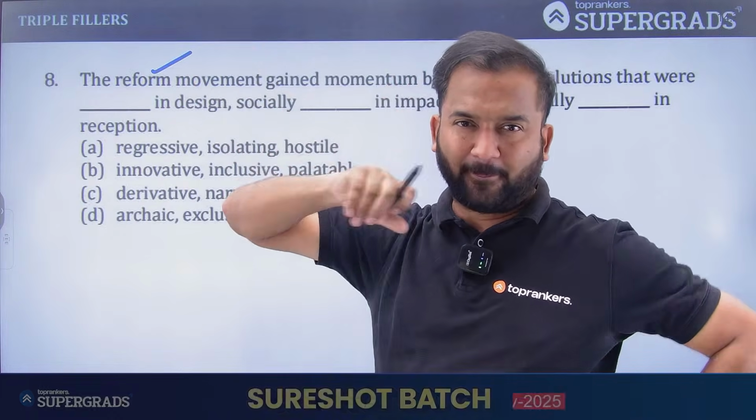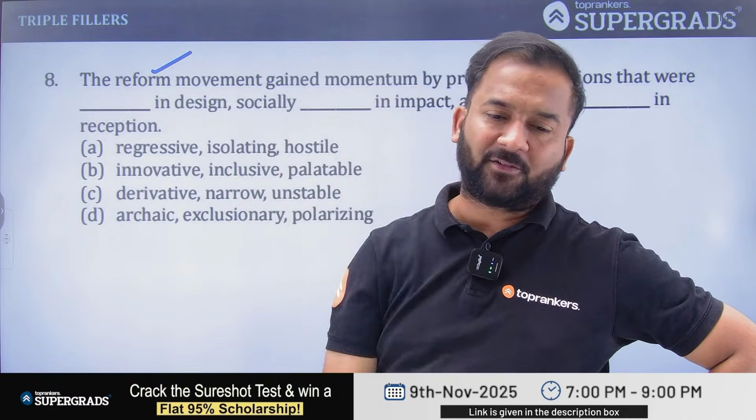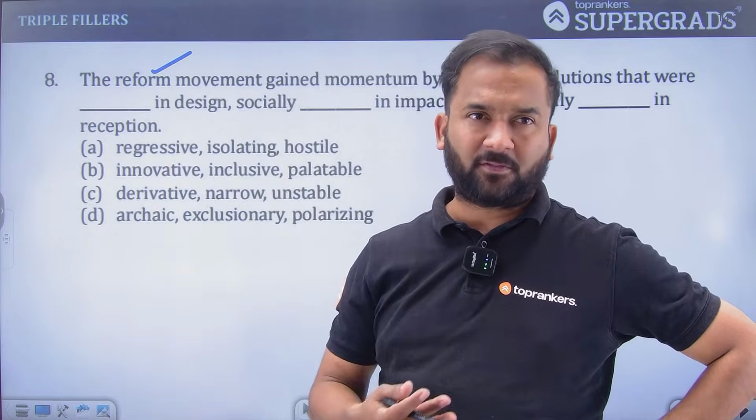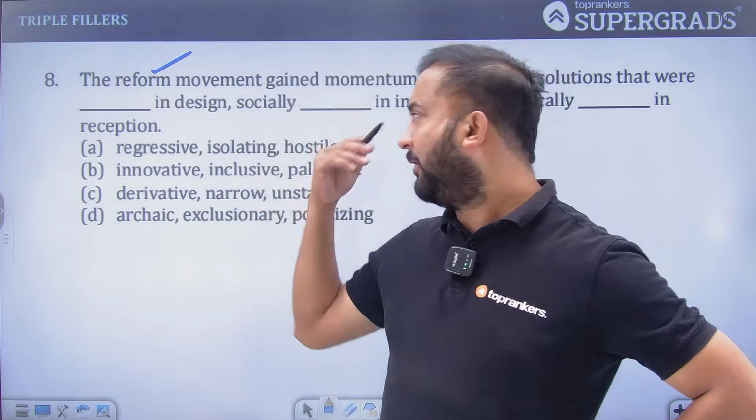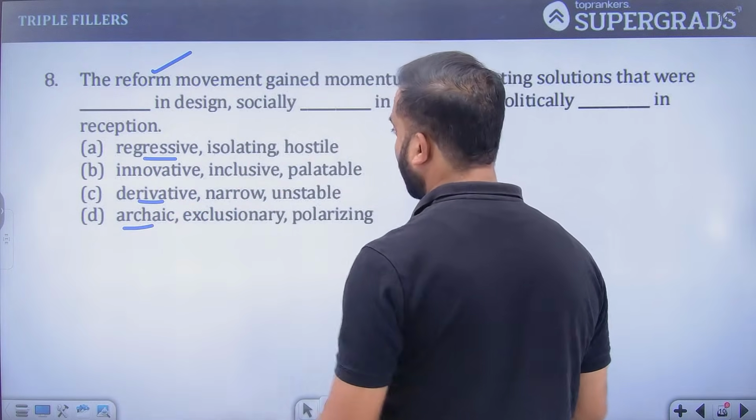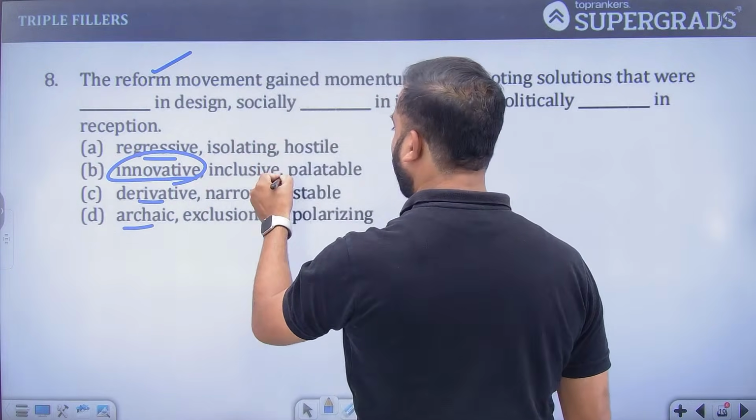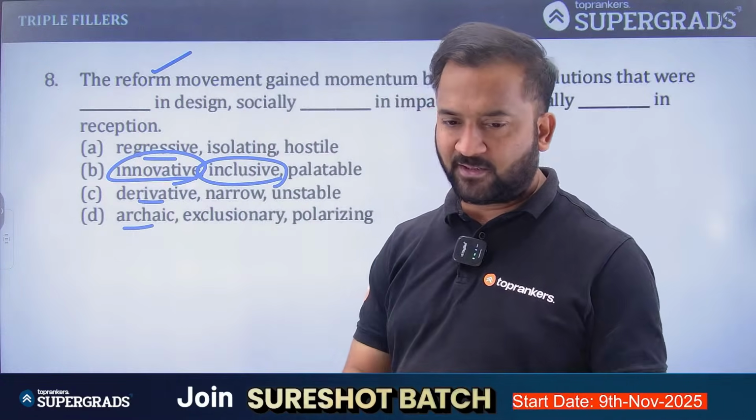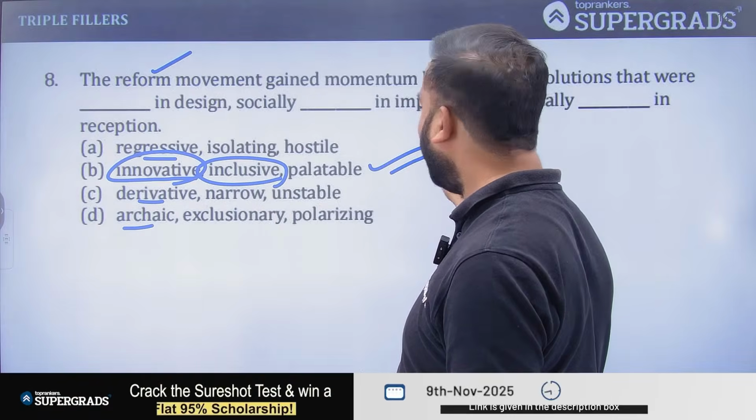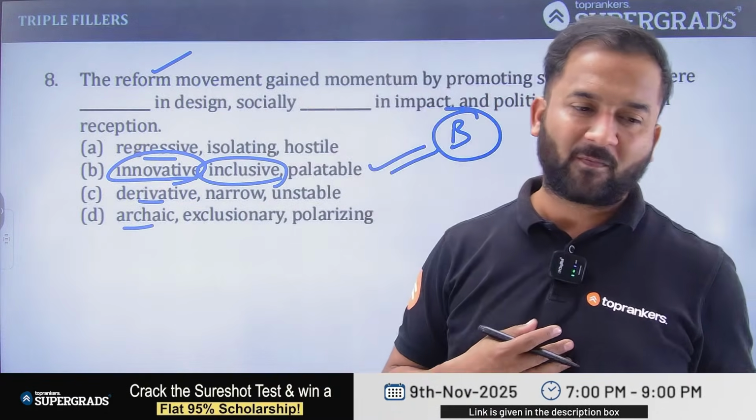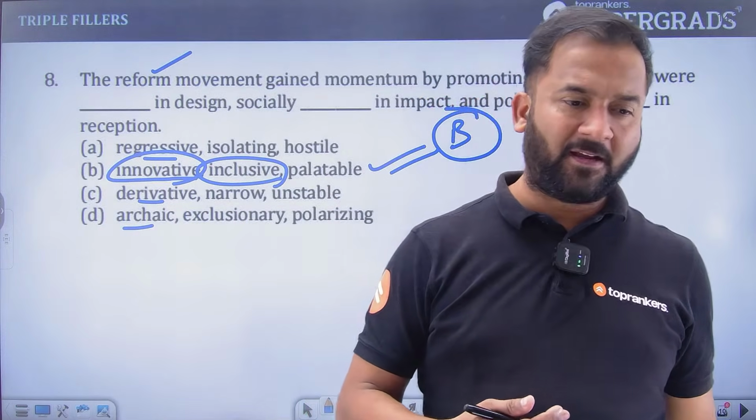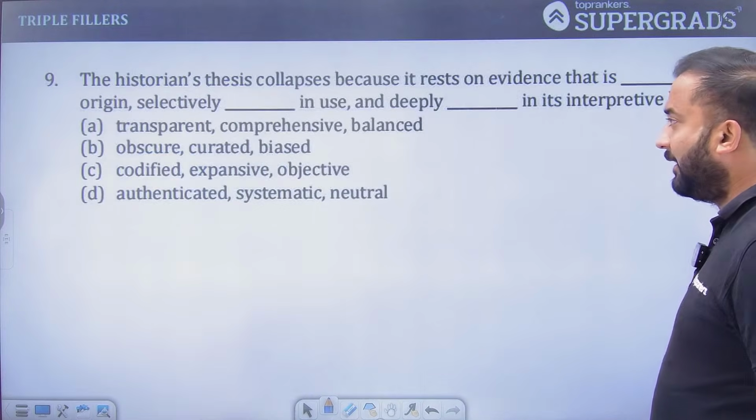So what does reform mean? Words help a lot, students, and nothing else helps. Words help a lot. When we say we are bringing some reforms, we want something new to happen. So we are not going to have archaic or regressive or derivative solutions. We'll have solutions that are innovative, socially inclusive, because of course that is the agenda, and politically palatable. So B again. How many questions have we seen so far whose answer is B? So Sia, Manthan, Shivain, correct answers, students. That was question number 8. Let's quickly move now to question number 9, guys.